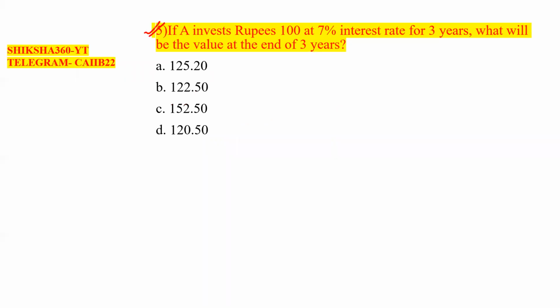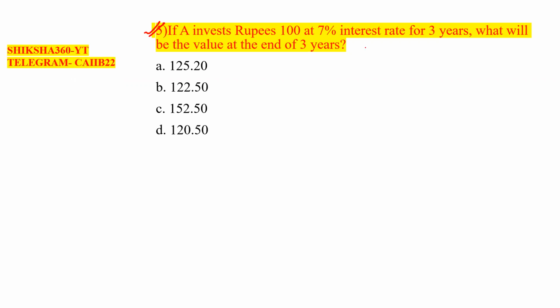We have already discussed these types of questions at least 2 to 3 times here. So I request all of you, please try to solve this question. If A invests rupees 100 at 7% interest rate for 3 years, what will be the value at the end of the 3 years?